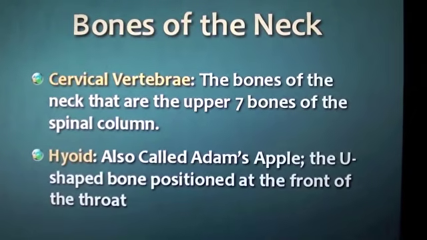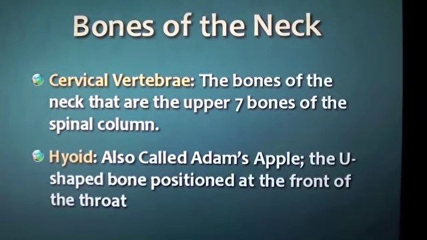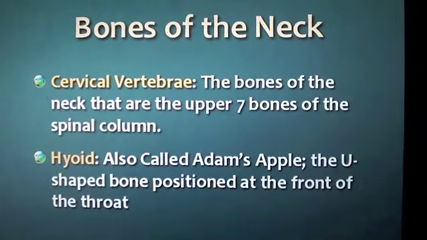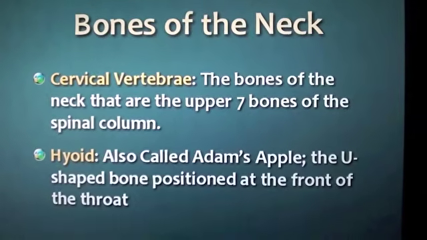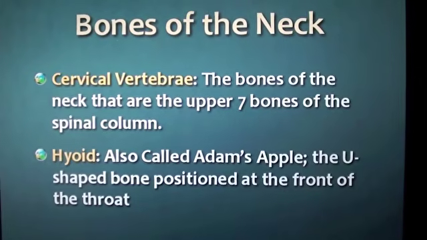Cervical vertebrae, the bones of the neck that are the upper 7 bones of the spinal column. Hyoid, also called Adam's apple, the U-shaped bone positioned at the front of the throat.